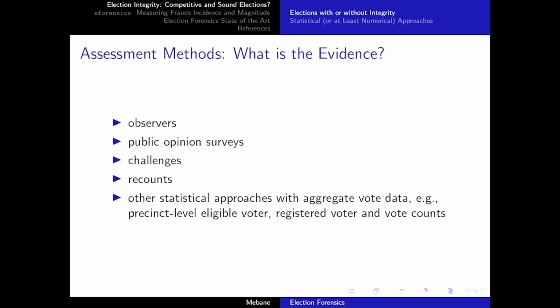The last category is one I mainly want to spend the most time on in this talk, which is other statistical approaches, which is the kind of work that I've done, where you work with aggregated data. By aggregate data, I mean you don't have individual ballots. You can have that from a couple of states like Florida, but generally you don't have that. So you have aggregate votes like precinct tabulations, or for other countries, polling station aggregations or ballot box aggregations, totals at the ballot box or precinct level. And you know the number of eligible voters, which could be the same as the number of registered voters. And you also know votes cast for each candidate or party and the number of votes cast overall.